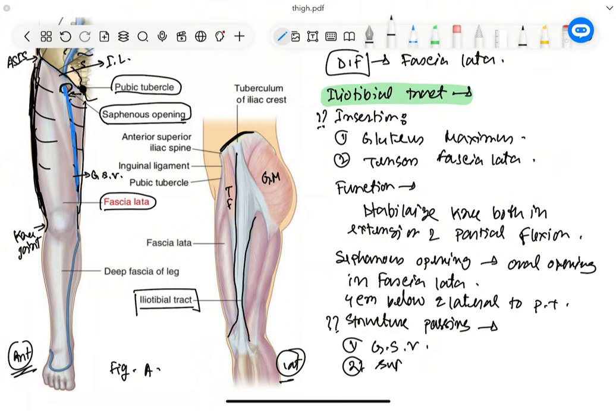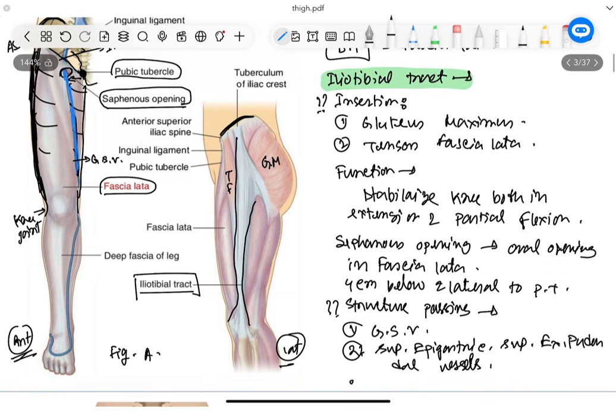We already know the superficial epigastric and superficial external pudendal are vessels, that means artery plus vein, and they both will run through here. And lastly, lymph nodes. Which lymph node? Of course, the superficial group of lymph nodes, which drain into the deep lymph nodes through this saphenous opening. So, these are the questions related to the saphenous opening, a modification of the deep fascia, that we have to know.